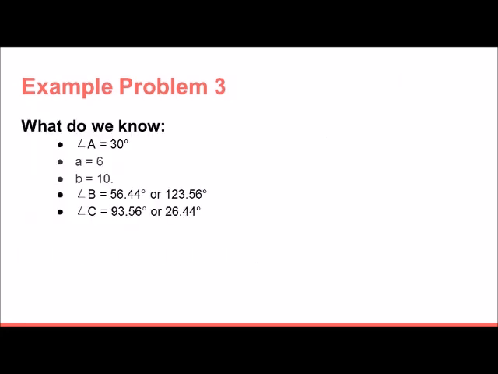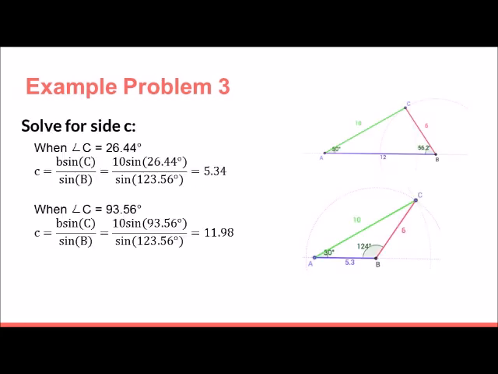Angle A equals 30 degrees, side A equals 6, side B equals 10, and we just solved for angle B, which is either 56.44 degrees or 123.56 degrees. With a little arithmetic we can solve for our angle C, which would be either 93.56 degrees or 26.44 degrees.